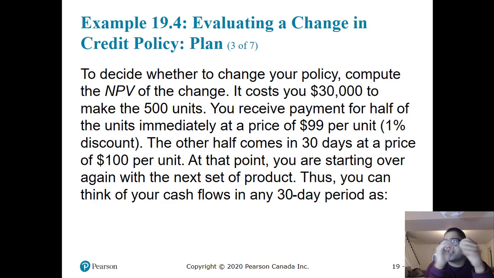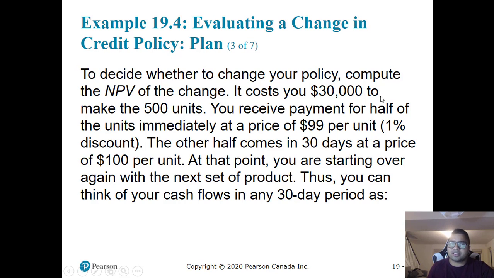So you want to get rid of this cash payment option, so everyone takes credit from you. Because of that, you will lose out on some customers. So you want to calculate, does it make sense to do that? To decide whether to change your policy, we compute the net present value of the change.